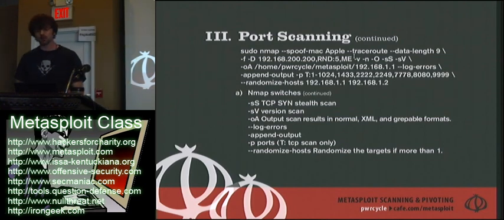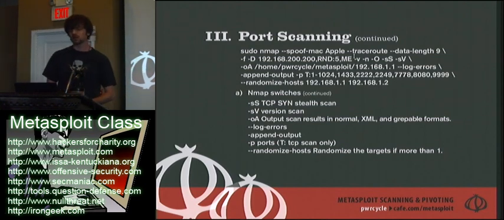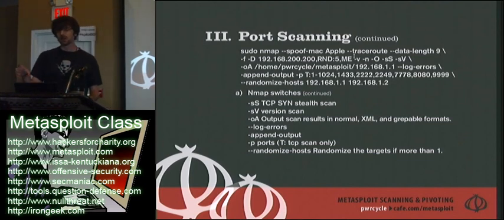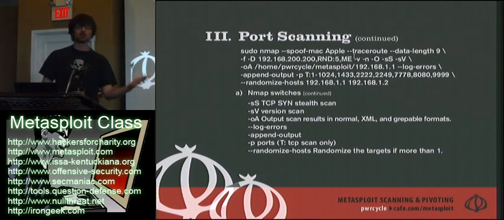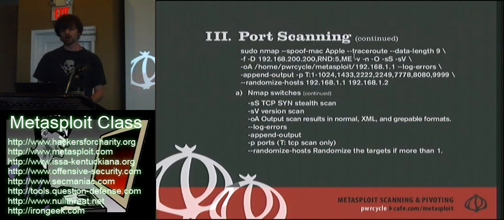And here's where you declare the ports. So 1 through 1024 just says I want to do every port in that range, and then you just use commas where you can specifically add other ports if you know you've got an exploit for 1433, or you know that your target always runs an internal proxy on 2222 or something like that.